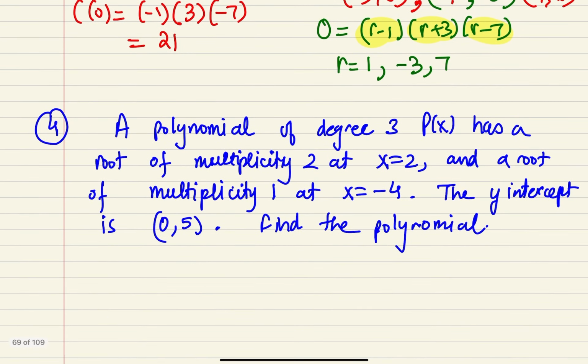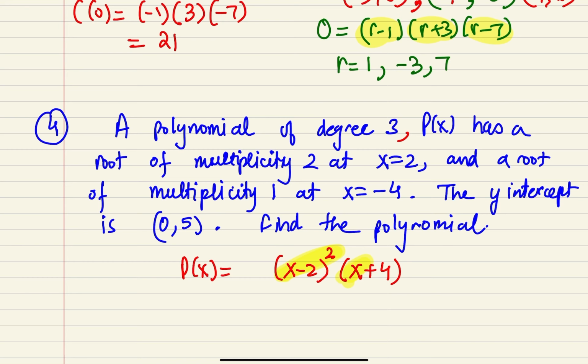Polynomial of degree 3, p of x, has a root of multiplicity 2 at x equals 2. So p of x is equal to, the root is x equals 2, means x minus 2 is a factor, and it's going to be squared. That's what the multiplicity means. And a root of multiplicity 1 at x equals negative 4. That means x plus 4 will be a factor. So that's how we can say that it's going to be a third degree polynomial. X squared times x will be x to the third power.